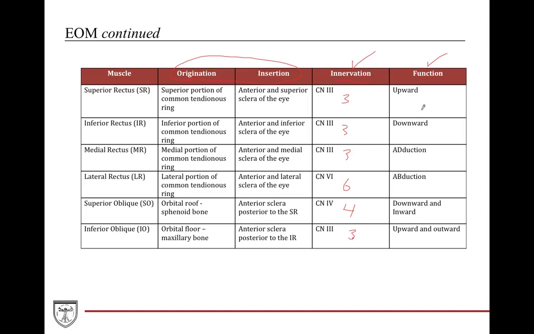And then they pretty much do the functions in which they exist. So superior rectus goes up, inferior rectus goes down, medial rectus goes medial, lateral rectus goes lateral, and then your superior oblique, which is your one that goes down and in, right? Remember going down the stairs, superior oblique going downstairs. And then your inferior oblique, this one goes up and out.